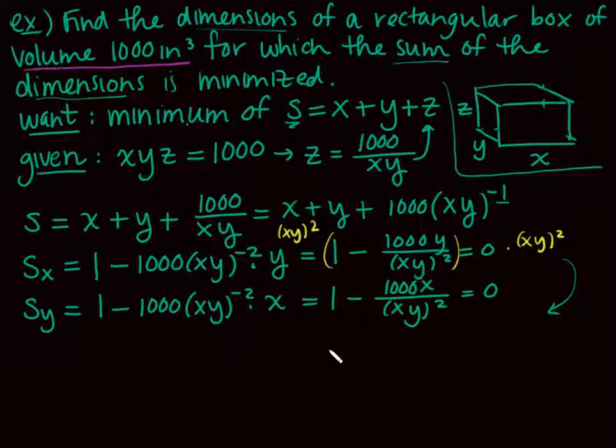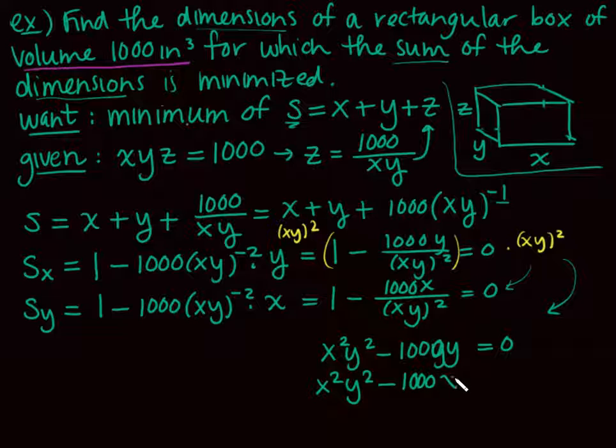All right. So if I do that, xy squared is just x squared, y squared. Then that cancels. I get x squared, y squared minus 1,000y equals 0, right? And then if I do the same thing over here, I'm going to get x squared, y squared minus, now instead of 1,000y, I get 1,000x equals 0. Okay, so I'm just going to solve one of these for x or y. It shouldn't be too hard to do.